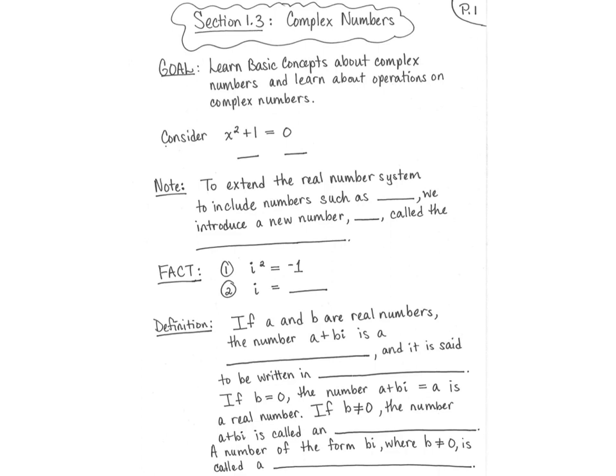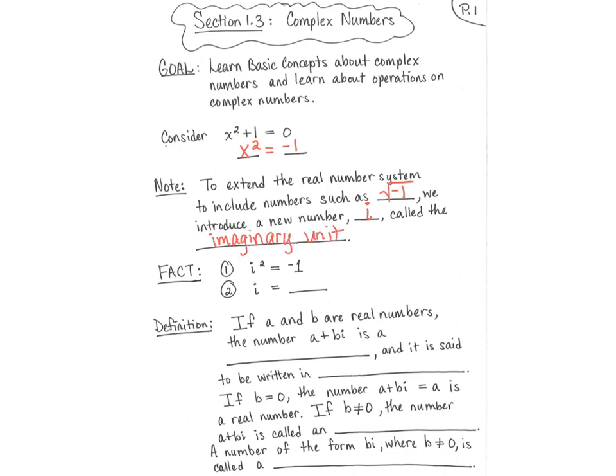If we solve this equation, it gives us x squared equals negative 1. Now, to extend the number system to include numbers such as the square root of negative 1, because that's what we would get if we finished solving this, we have to introduce a new number into our system given by i, and we're going to call that an imaginary unit.